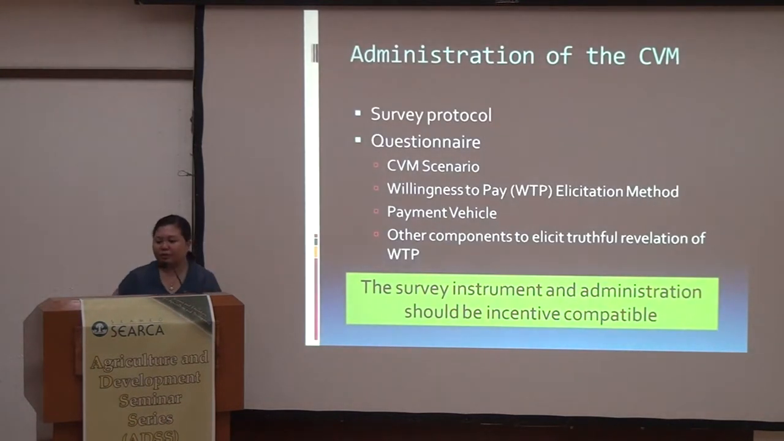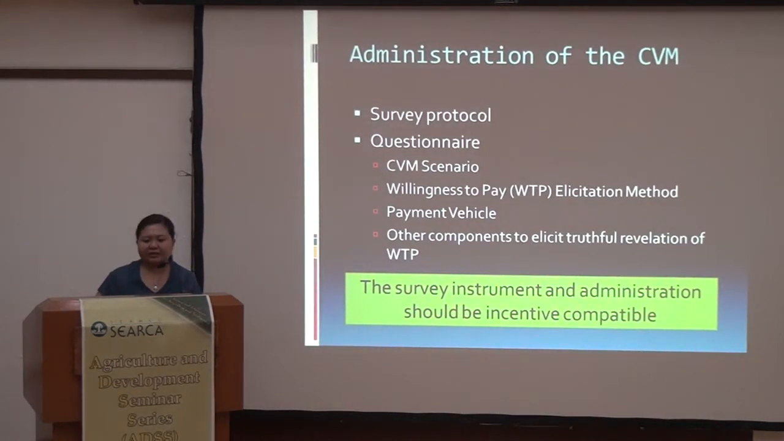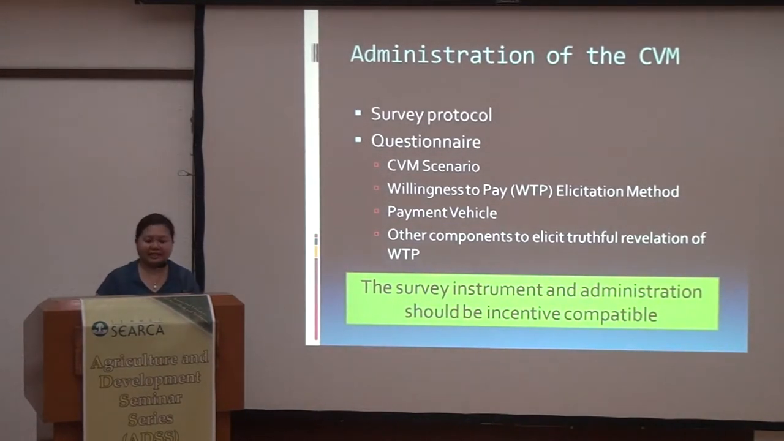So, these are the important parts of the administration of the CVM. First, it must follow a survey protocol, and in drafting the questionnaire, the scenario should be explicitly stated. We must make use of an elicitation method that is incentive compatible. We also need to specify a good, realistic payment vehicle, and then there are also other components that must be incorporated in the questionnaire to elicit truthful revelation of willingness to pay.